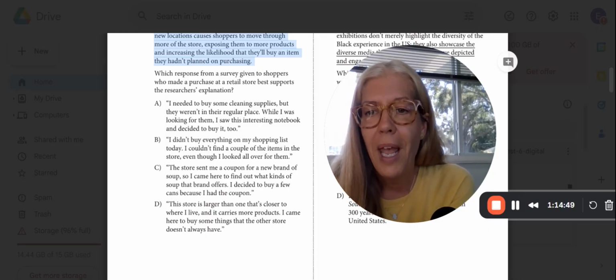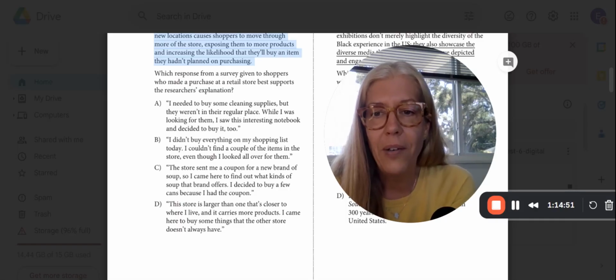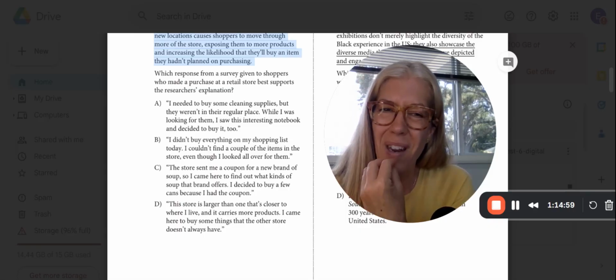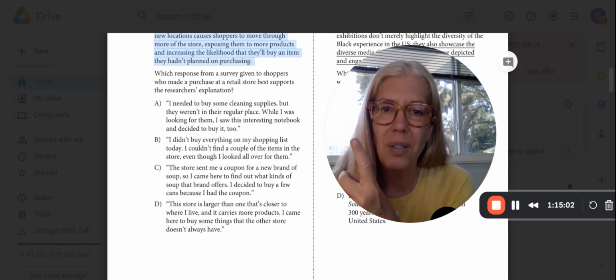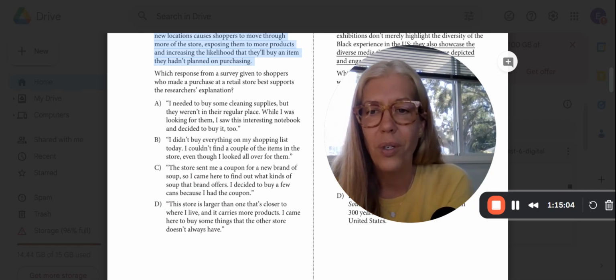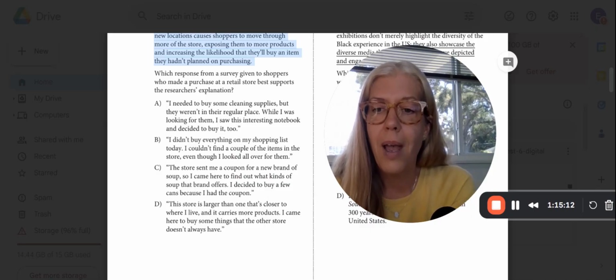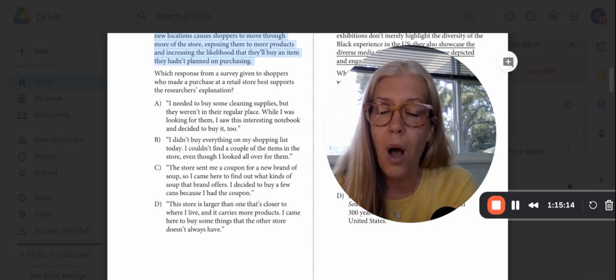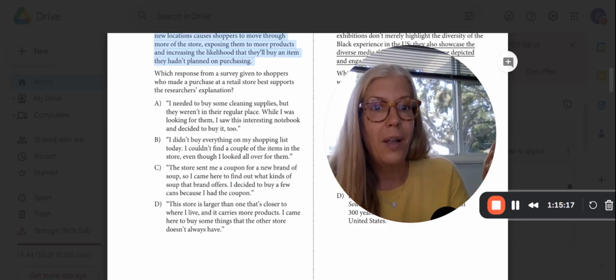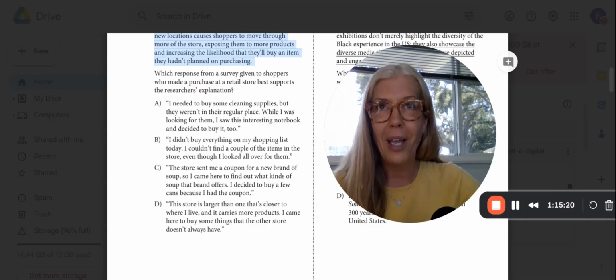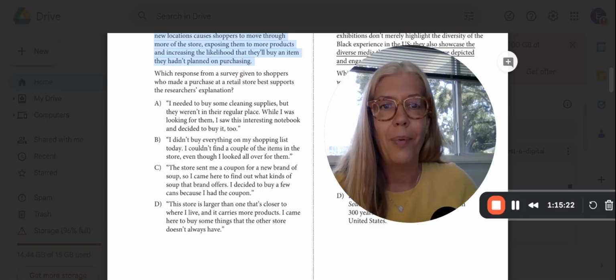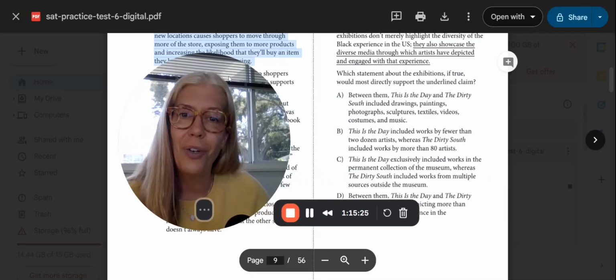B is no. C, the store sent me a coupon for a new brand of soup, so I came here to find out what kinds of soup that brand offers. I decided to buy a few cans because I had a coupon. That's not the motivating factor. The coupon isn't the motivating factor. The reading says that it's rearranging the store, so I don't like C. And D, the store is larger than one that's closer to where I live. It carries more products. I came here to buy some things that the other store doesn't always have. The whole explanation is I'm prompting you to buy something that you didn't expect to, and A is the perfect example. May you have many of those easy ones on your test.